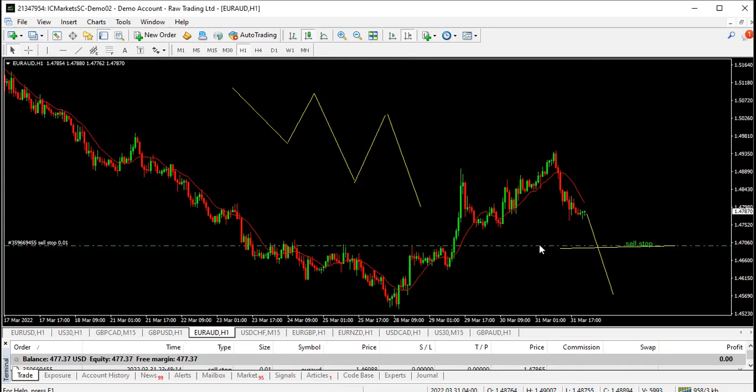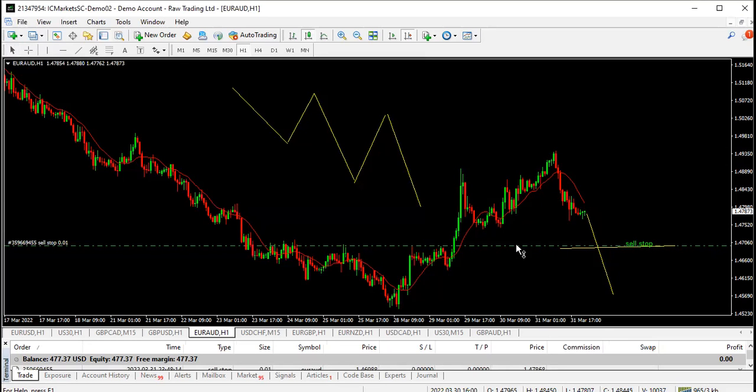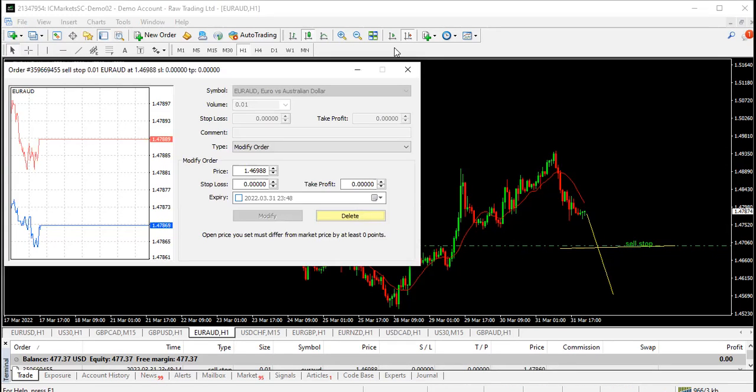Now if you want to edit it, what do you do? You just double click on it, then you put your stop loss, then you put your take profit. That's how you do it. Now we didn't talk about the trailing stop loss. So how do you use the trailing stop loss? Let me show you how we do it. Let me first delete this order.